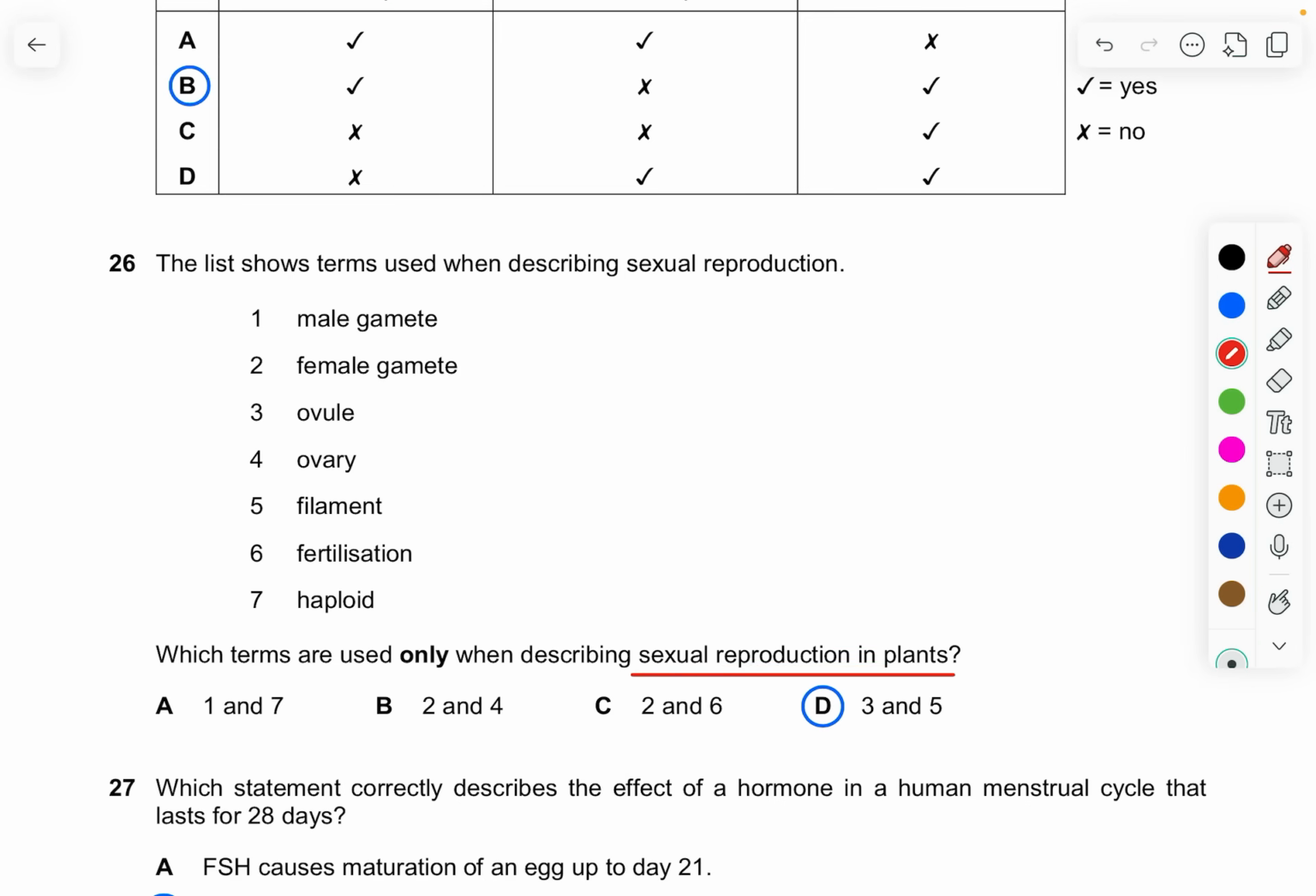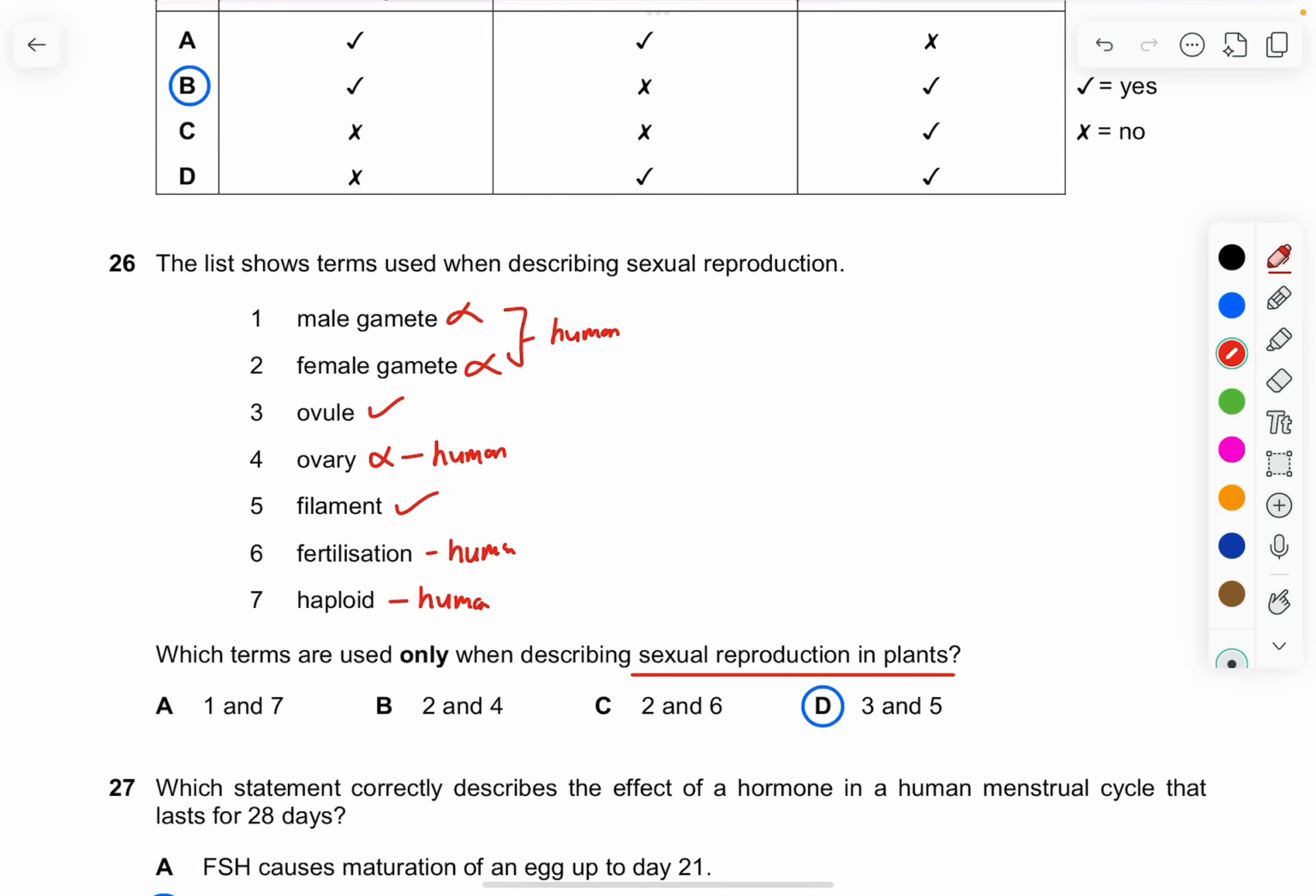Male gamete, female gamete. Male gamete is nope, female gamete neither, because this is both in humans. Okay, they're now asking you for plants. Ovule, yes. Ovary, not really. Ovary you see more again in humans, that becomes the main one. Filament, yes. Fertilization, yes you do, but you can also see this in animals, right? In humans too. Haploid, you also can see this in humans.